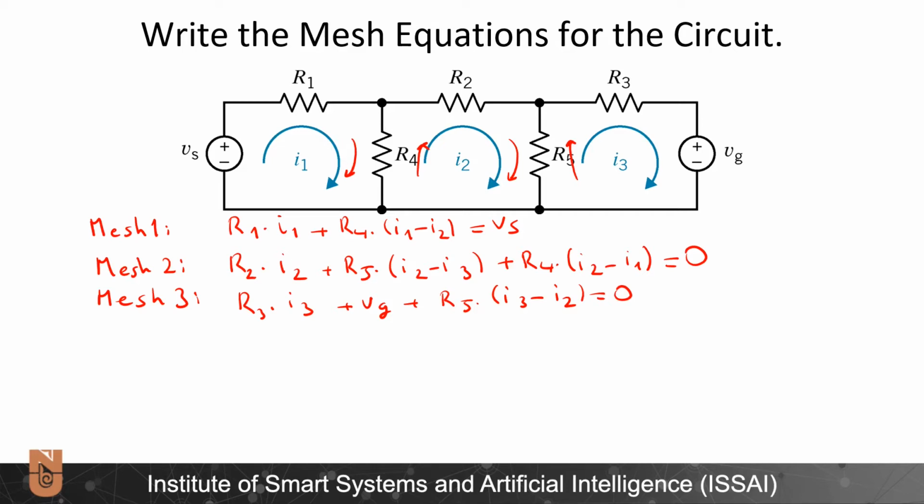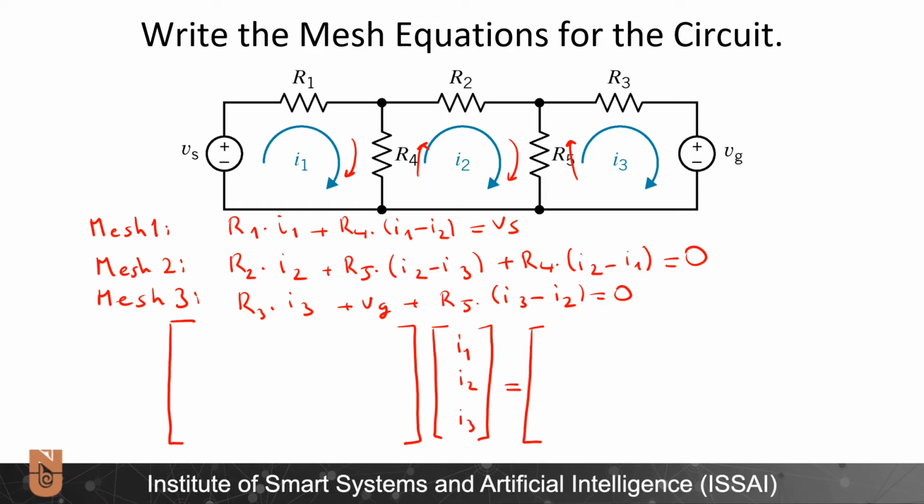So how can I solve this? I can solve this maybe by writing these equations in a matrix equation. Here I have my matrix. Here I have my vector of unknowns, which will be I1, I2, and I3. On the right side, I will put the constants. What are my constants? Here I have Vs. For the second equation, I have 0. And for the third equation, I have Vg. So accordingly, I have Vs, 0, and minus Vg, because I am taking Vg to the right side. And let us try to populate the matrix together.